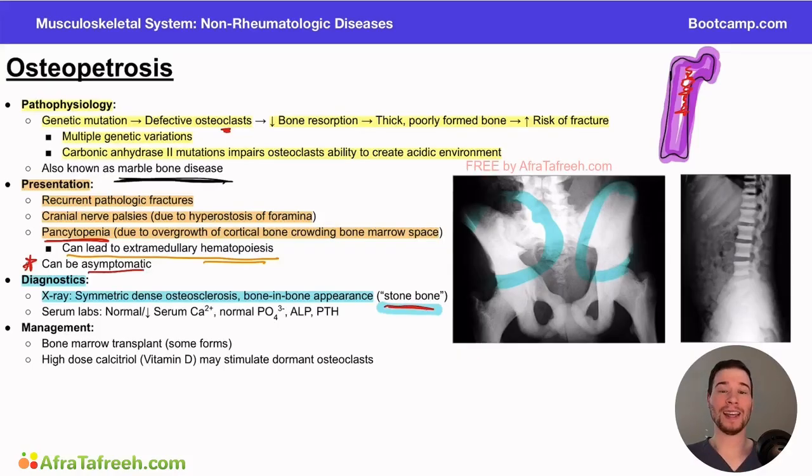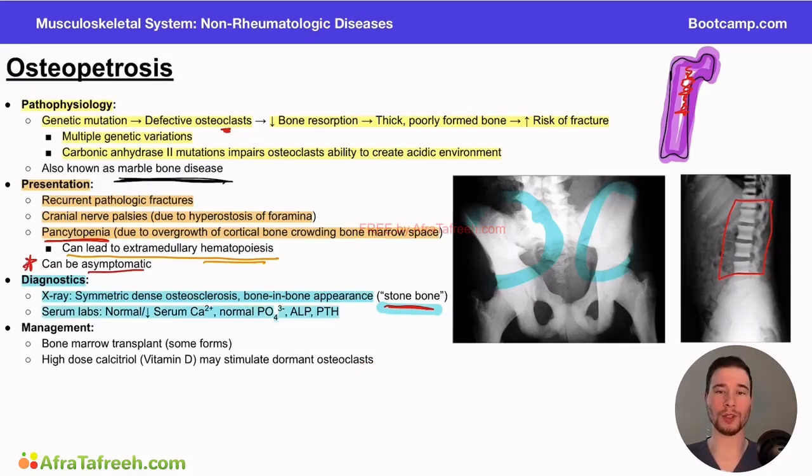When it's this white, it's this obvious, that means there's too much bone formation going on. If you compare that to bone in a normal x-ray, it wouldn't be this white. It wouldn't be this hyperdense. So if you see this finding in combination with a patient's presentation of pathologic fractures, this is likely leading you towards osteopetrosis. Additionally, you can see over here on the spine, very, very white or hyperdense bone formation. Again, indicative of osteopetrosis. Now, for these conditions, it's also important to keep in mind the serum labs, right?